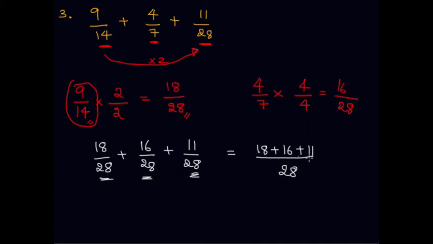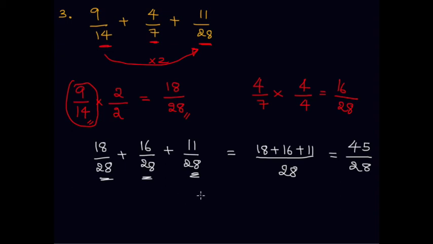18 plus 16 plus 11. 18 plus 16 gives us 34. 34 plus 11 gives us 45. 45 by 28. That's it. So the answer is 45 by 28.